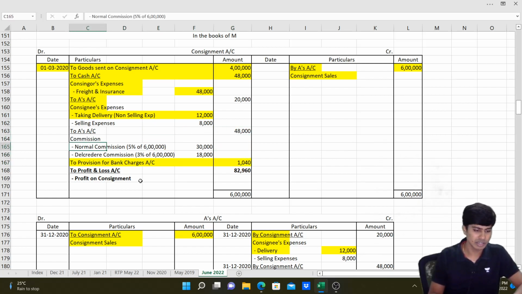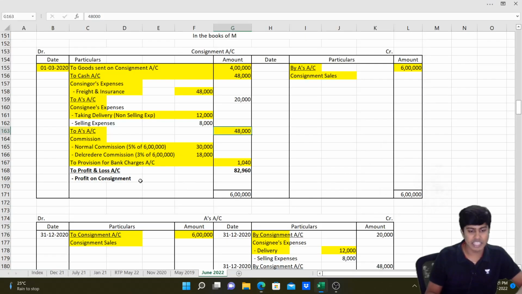And now we know the sales, 6 lakh. I can also make the commission entry to A's account. The entry is consignment account debit to A, because we need to pay A. A is a liability, credit. Consignment debit because it is expense. So I'll write to A's account commission, normal and del credere: normal commission 5%, del credere commission 3%, total 30,000 plus 18,000, 48,000.